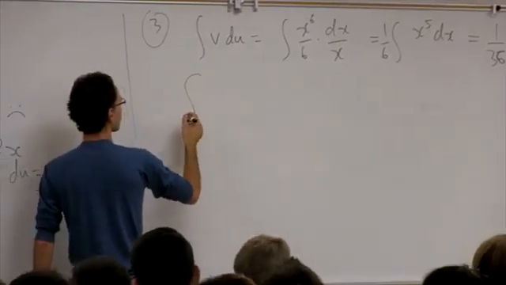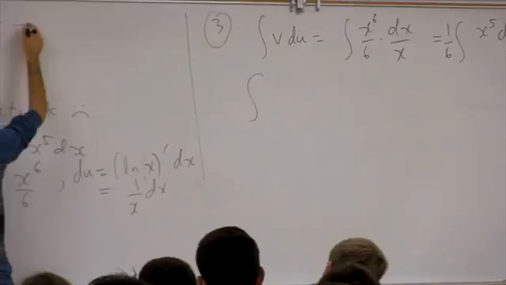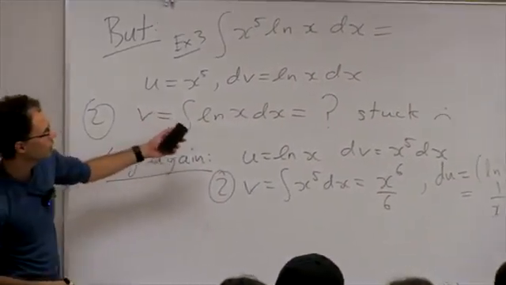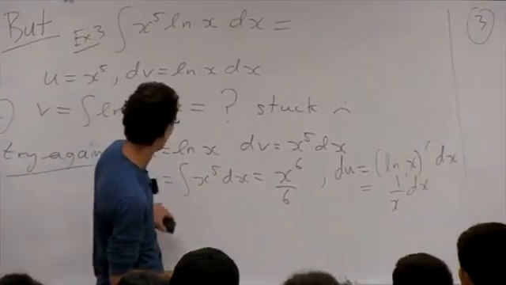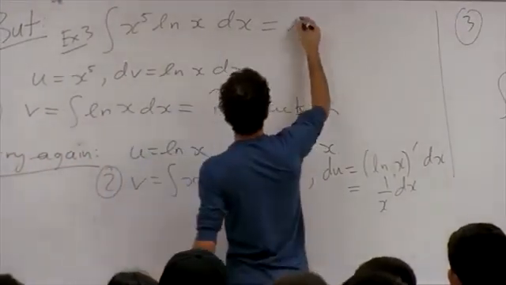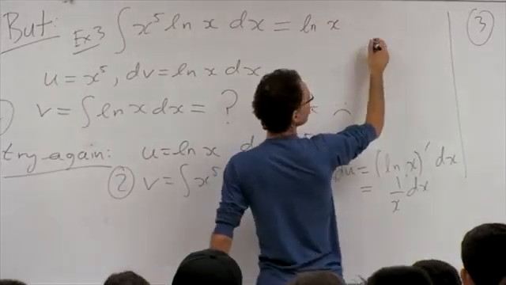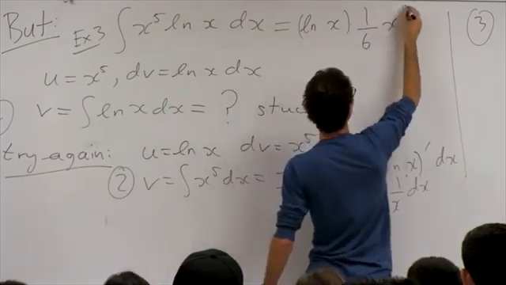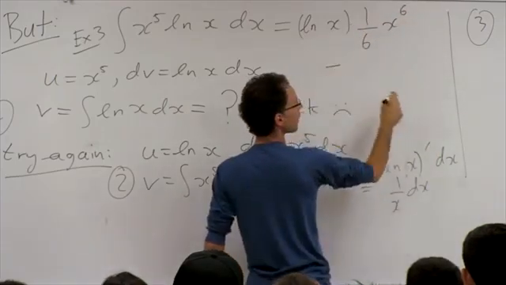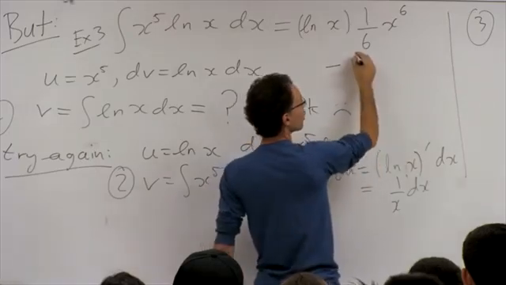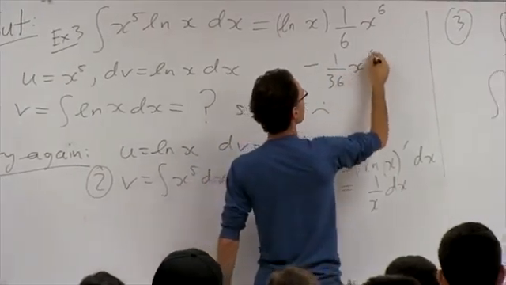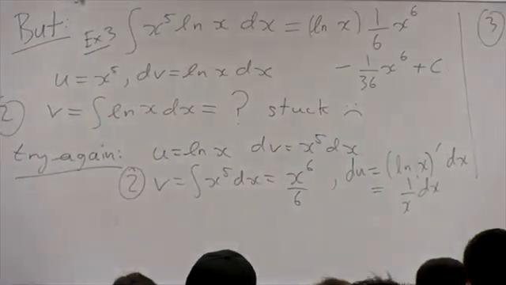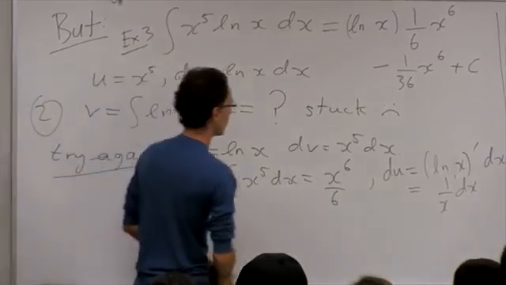And now the complete integral is very easy. We can just write it up here. If I go back, we have u times v, where u is natural log x and v is 1 over 6 x to the 6. And then we subtract away from that the result of that integral over there, which is 1 over 36 x to the 6 plus a constant. Okay, and that's the entire answer.